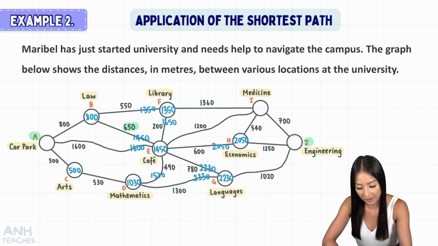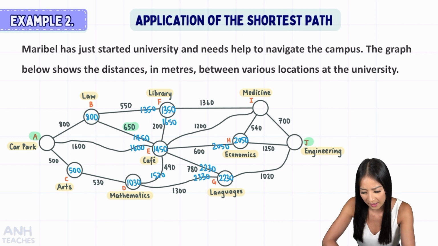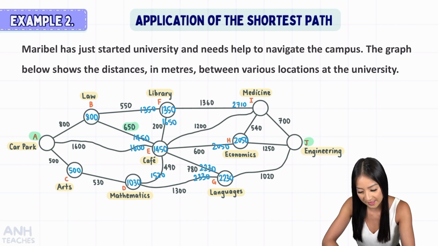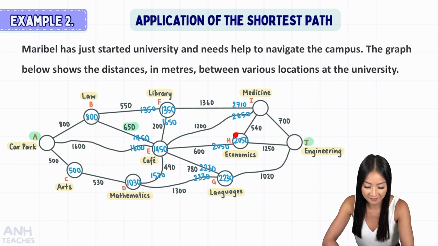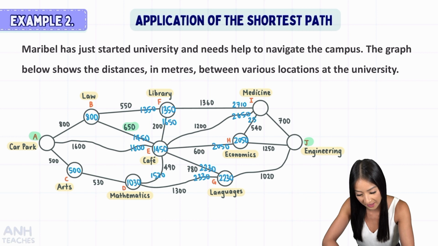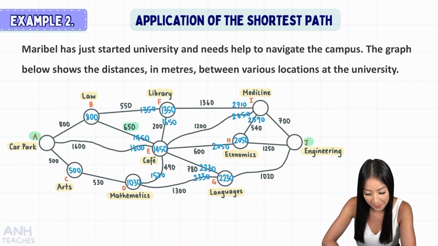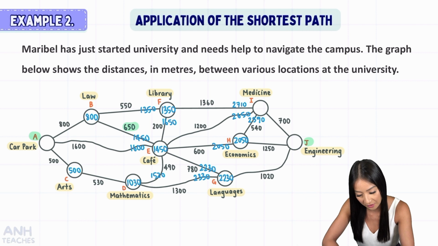Next, vertex I, I've got 1350 plus 1360. That's 2710. Then I have 1450 plus 1200. That's 2650. And then I have 2050 plus 540. That's 2590. So my minimum there is the 2590.